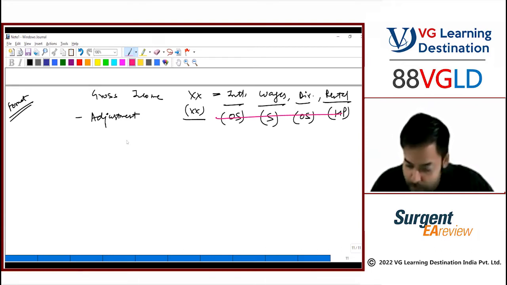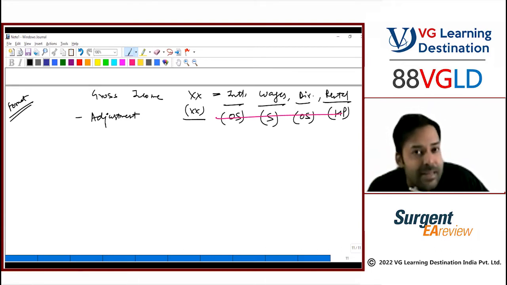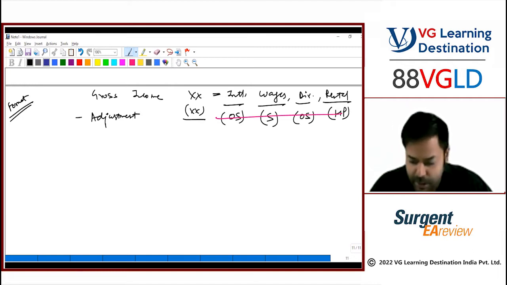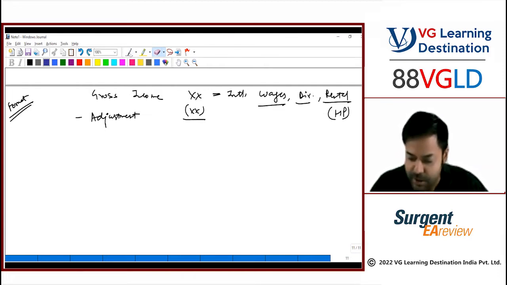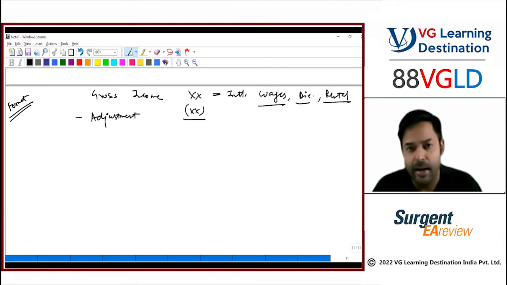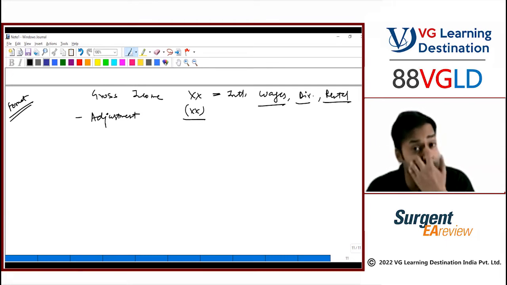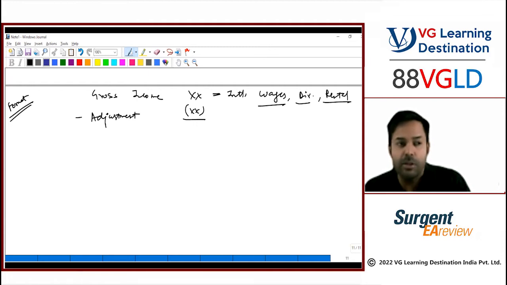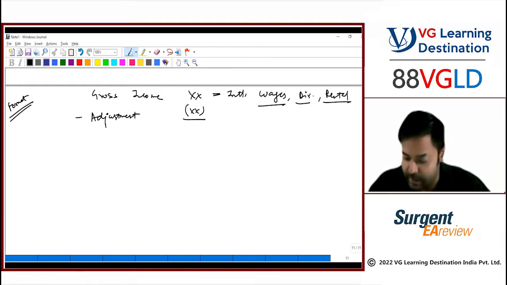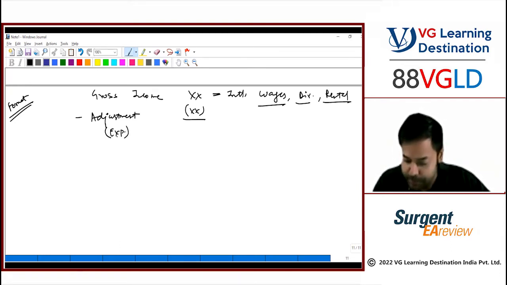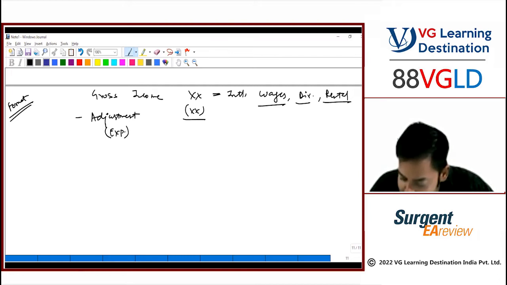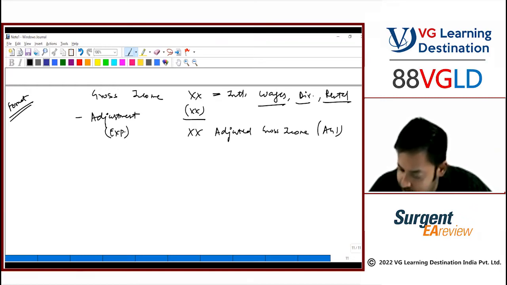From this we are going to reduce the adjustments. What is an adjustment? Adjustments are a certain category of deductions. There are a few deductions which are allowed by the IRS that you can claim against the gross income. You can reduce these expenditures. So an adjustment is nothing but an expenditure for which you are allowed some deduction. This gives us the adjusted gross income, which is also called AGI.